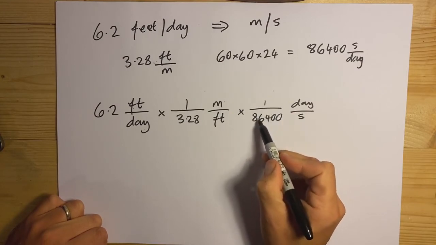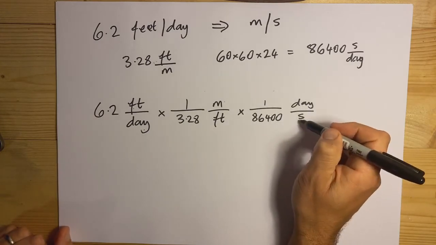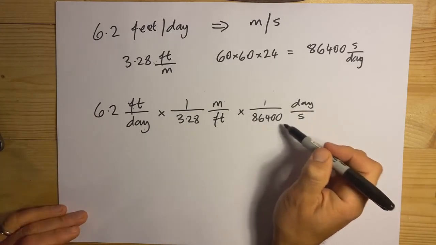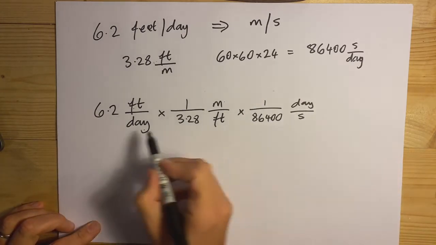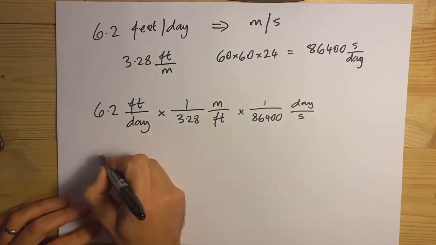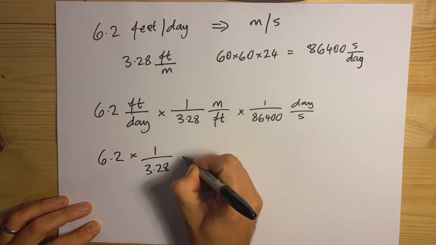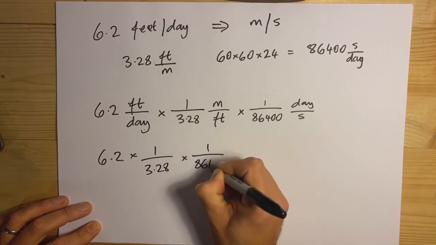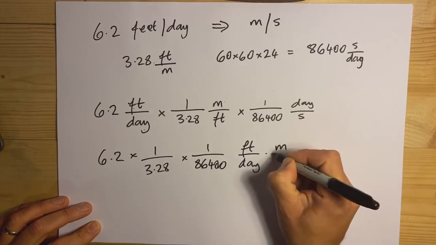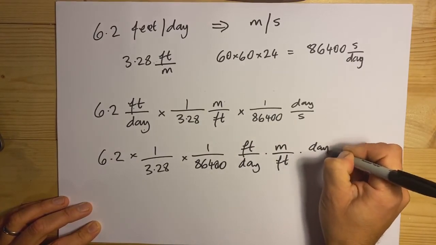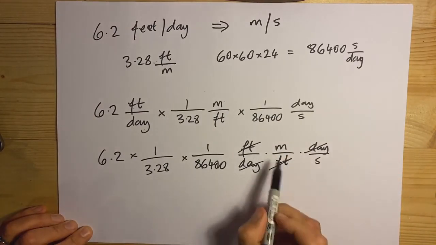And we think this makes sense, right? There's actually 1/86,400th of a day per second. That's the amount of a day there is in a second, basically. So we can see this now, if we just look at the units. Let's write that out. We've got 6.2 times 1 over 3.28 times 1 over 86,400. Then we've got feet per day, meters per foot, days per second. The days cancel out, the feet cancel out, so we're left with meters per second.